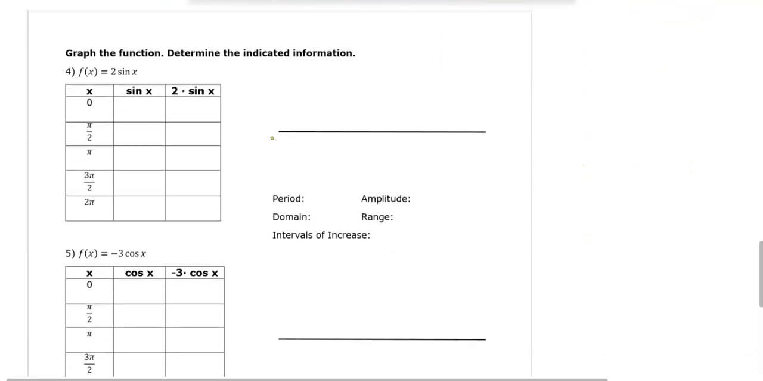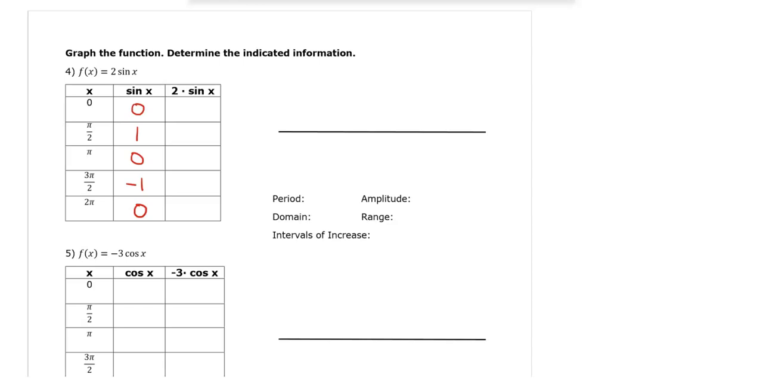Okay, so let's actually graph some things right now. All right, so if I have 2 times the sine of x, I'm going to go ahead and fill in this table as I have it right here. So if I have sine x, sine at 0, well, we already know sine at 0 is 0, pi over 2 is 1, pi is 0, 3 pi over 2 is negative 1, and 2 pi is back to 0. So that's what I have here.